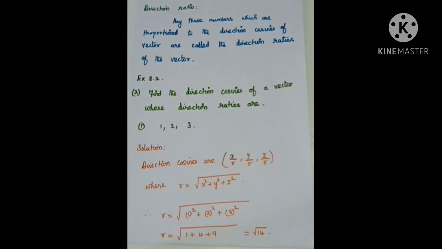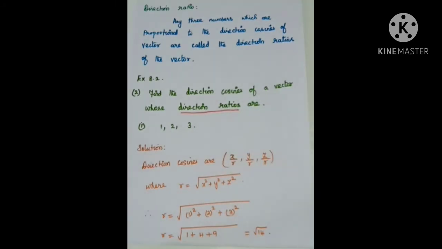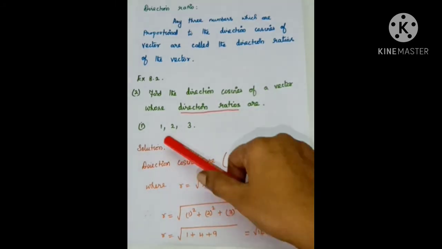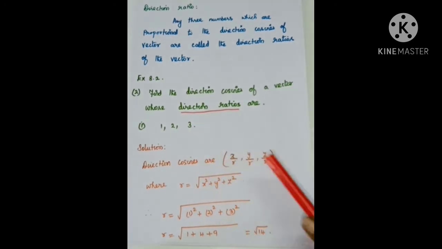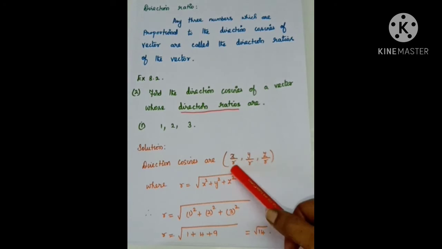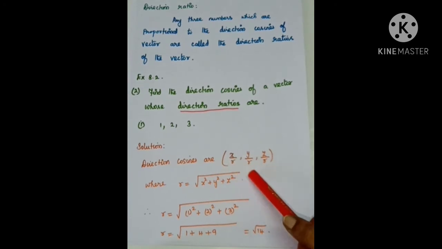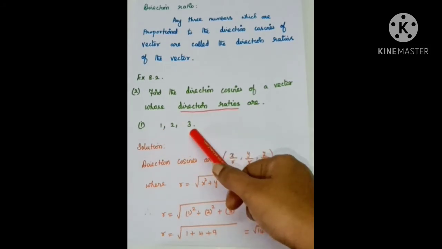Here direction ratios are given. You have to find the direction cosines. You take this ratio 1, 2, 3. So what is the direction cosines formula? You can use cos alpha, cos beta, cos gamma. Alpha, beta, gamma are nothing but the angles. If you have angles, you can use that formula. Here no angle is given, only direction ratios are given. So you have to use the formula x by r, y by r and z by r. Here x is 1, y is 2 and z is 3.